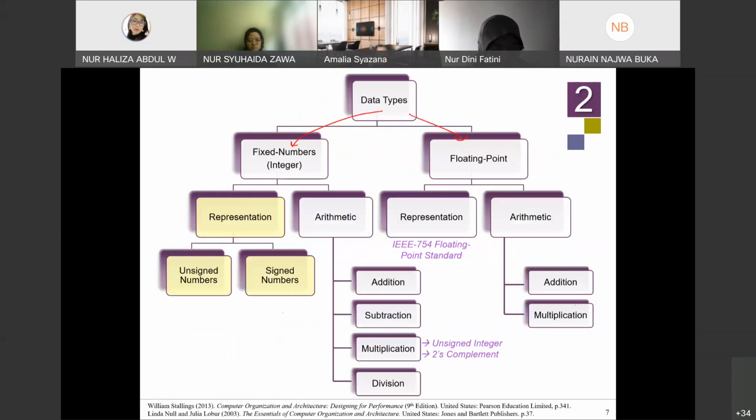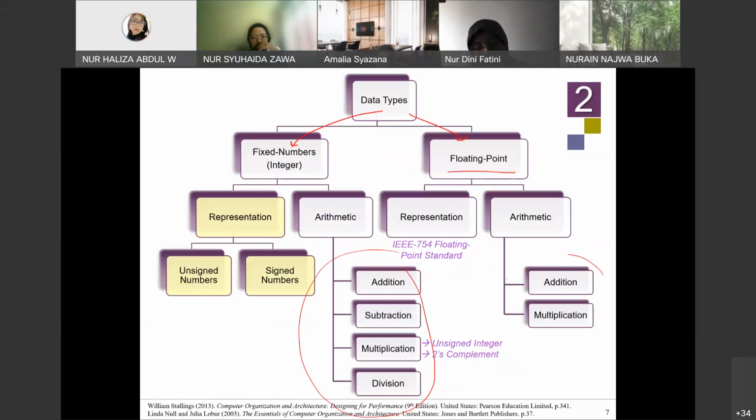You can see here a lot of things, but for fixed number, you have all. You have addition, subtraction, multiplication, divisions. But for floating point, in our COA subject, it's just focused on addition and multiplication. Okay, you're going to have several techniques. You need to memorize the technique. If you don't understand and memorize the flow, you cannot answer the question.